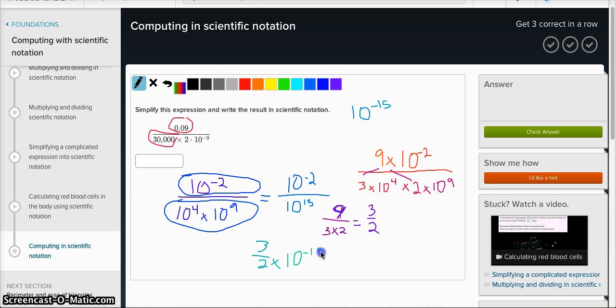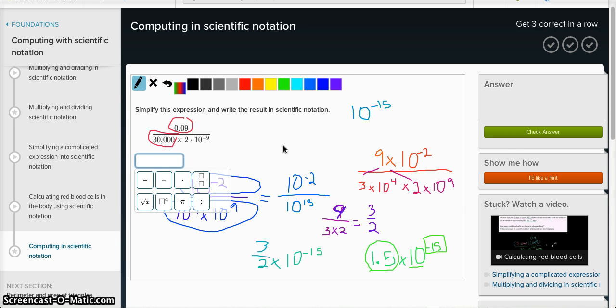And 3/2 is 1.5. Now wait, before we write that in, I want to make sure that this is a number in scientific notation. Is it in the right form? My first number is less than 10 and greater than or equal to 1, so that's okay. And then it's times 10 to some exponent, so that is in the correct form. So I'm going to write it out: 1.5 times 10 to the negative 15th power.